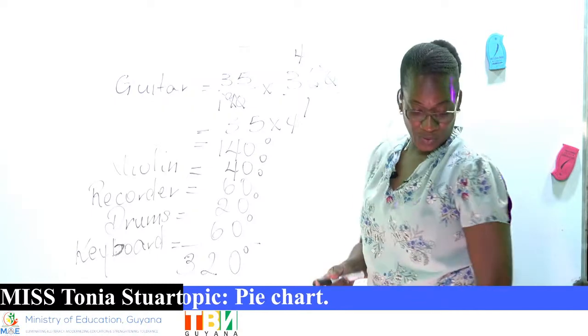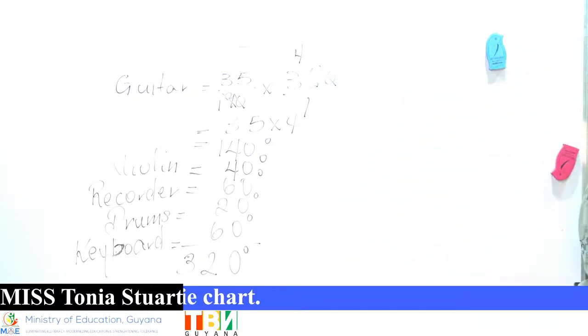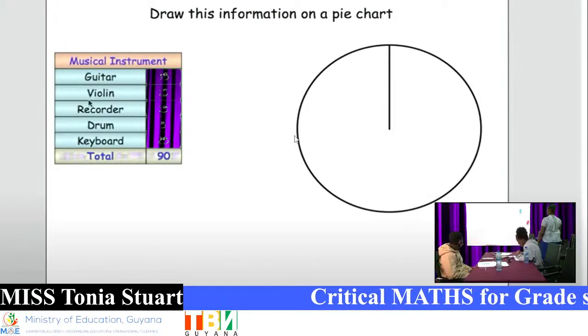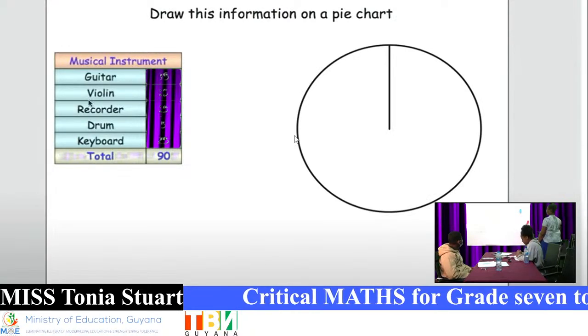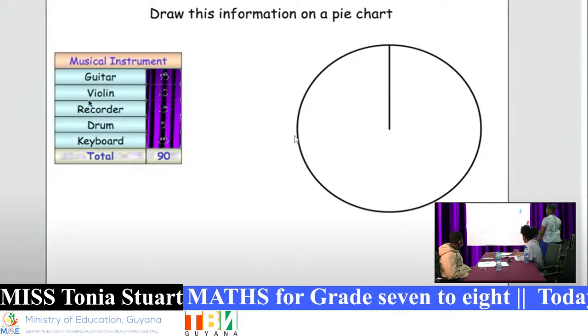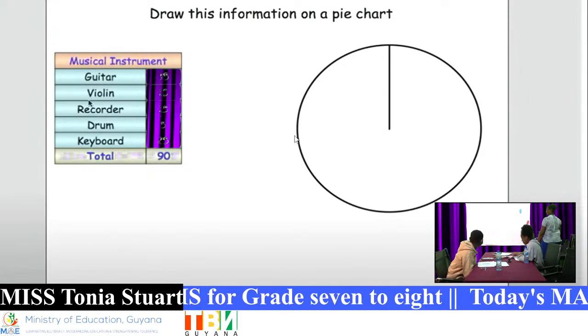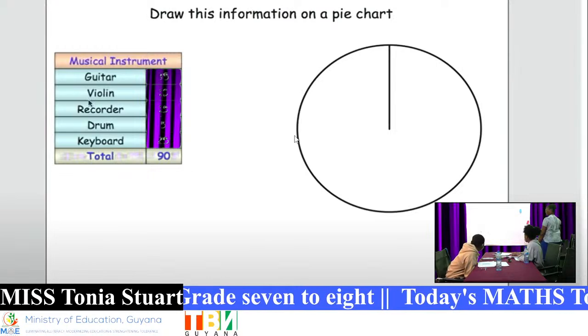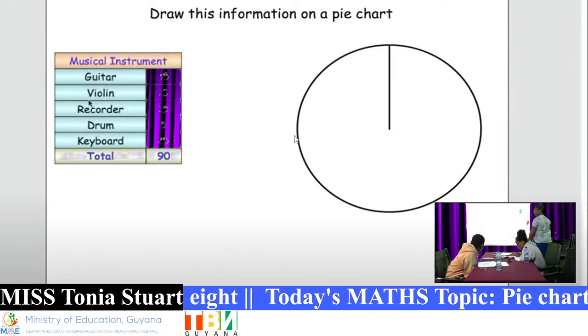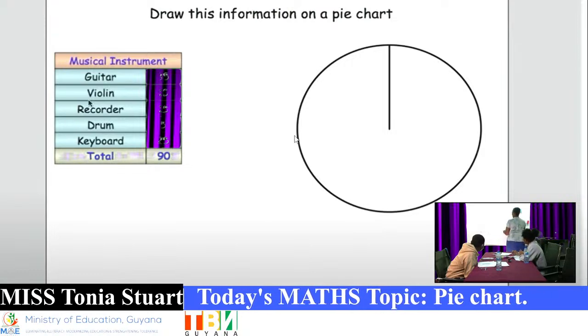So are we complete there? No. So let's look to see. So we had guitar, violin, recorder, drums, and keyboard. The guitar we got 140. So did we add all of that there? 40, 60, 20. Okay. The violin you got? Violin we got 40.